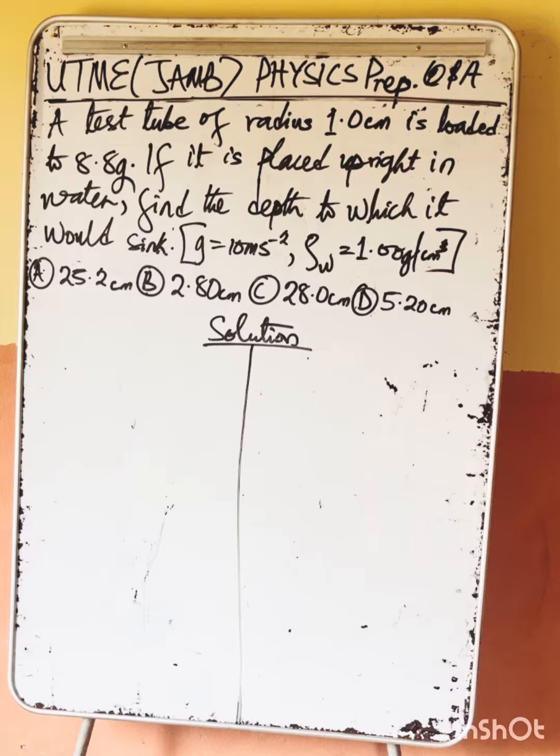Options A, 25.2 centimeters, B, 2.80 centimeters, C, 28.0 centimeters, and D, 5.20 centimeters. A question like this is still friendly to handle only if you know how to go about it. First off, in our usual manner, let's get the data provided by the question. From there, we'll know the right formula to use.